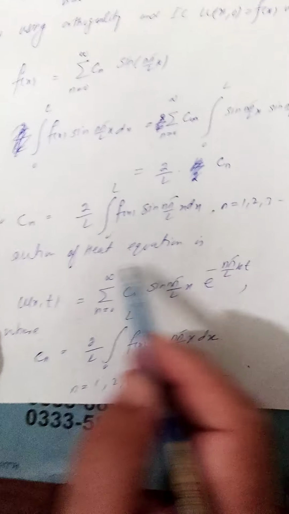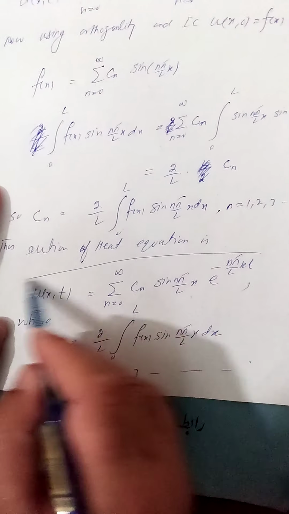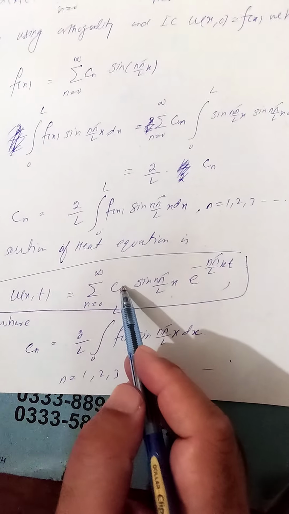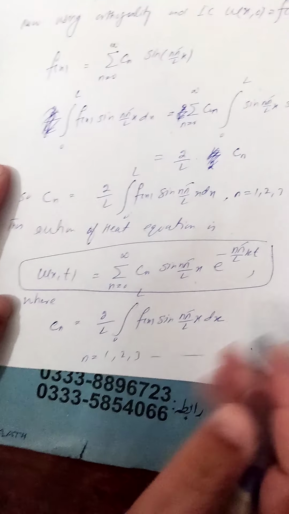The solution of the heat equation, the general solution, will be this. This is the general solution where the Fourier coefficient is equal to this one. Now we solve an example.